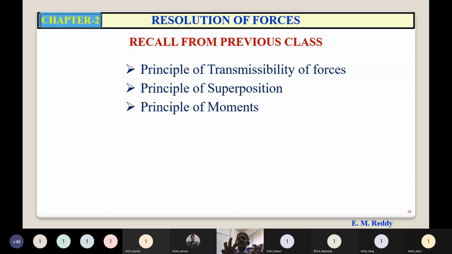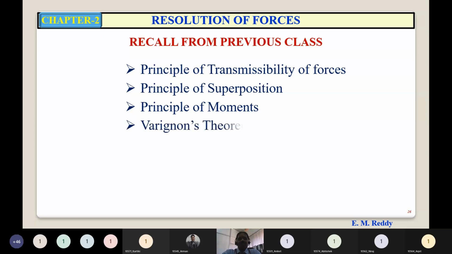So by taking these clockwise moments, which are negative, to the right hand side of the equation, we can say that the sum of anti-clockwise moments is equal to the sum of clockwise moments for a body which is in rotational equilibrium. So that is principle of moments.